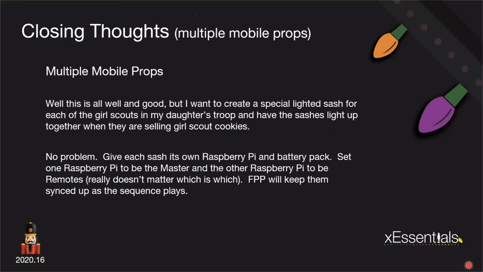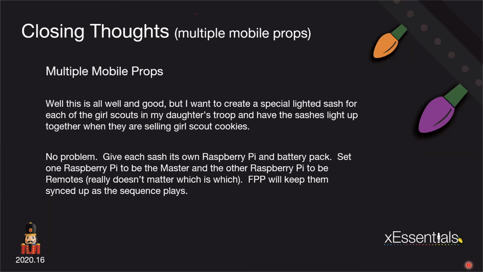So, some closing thoughts. What about multiple mobile props? Well, this is all well and good, but I want to create a special lighted sash for each of the Girl Scouts in my daughter's troop and have the sashes light up together when they are all selling Girl Scout cookies. I guess I could put "at night." I assume during the daytime it may be hard to see your lighted sash. I don't know how many pixels you're going to put on that lighted sash. There's a trend to a lot more light, so maybe some of the high density props, or whatever we're calling them, are visible in the daytime.